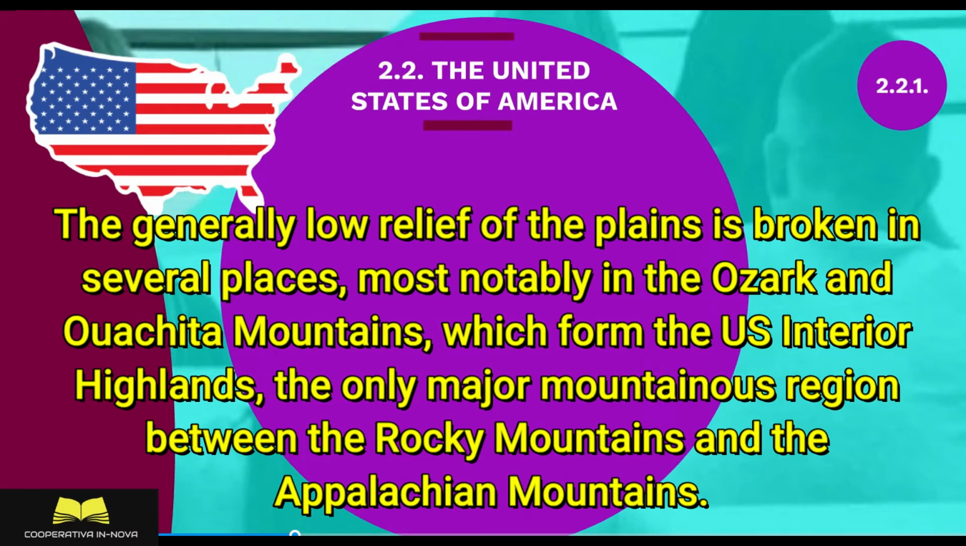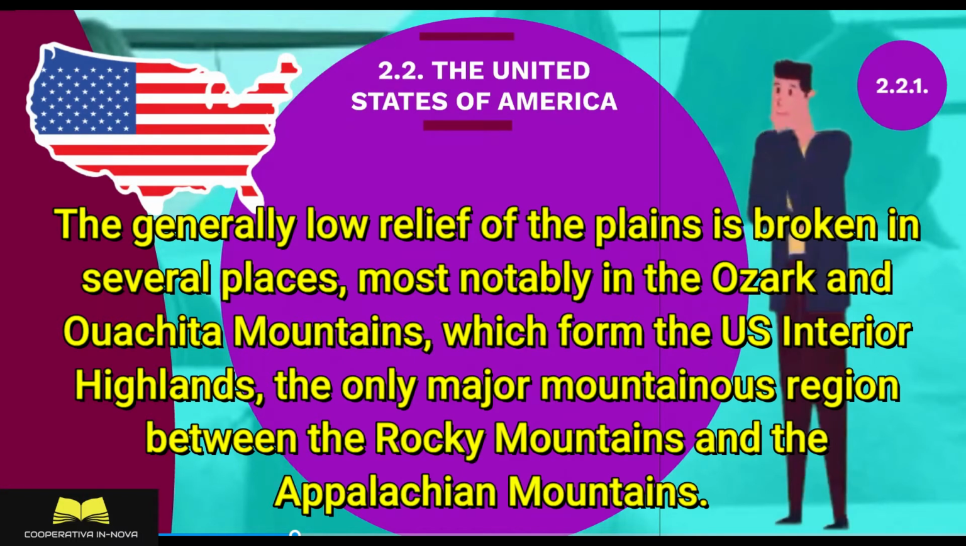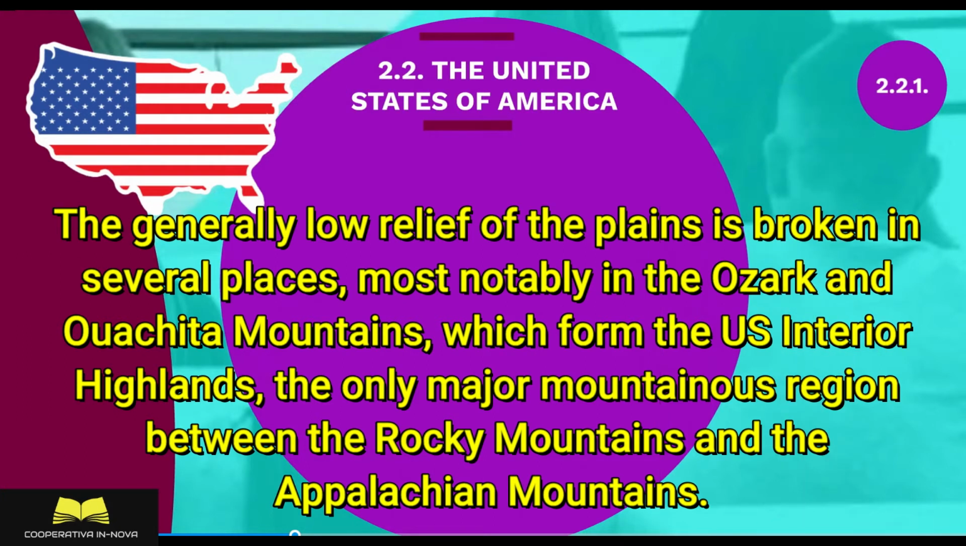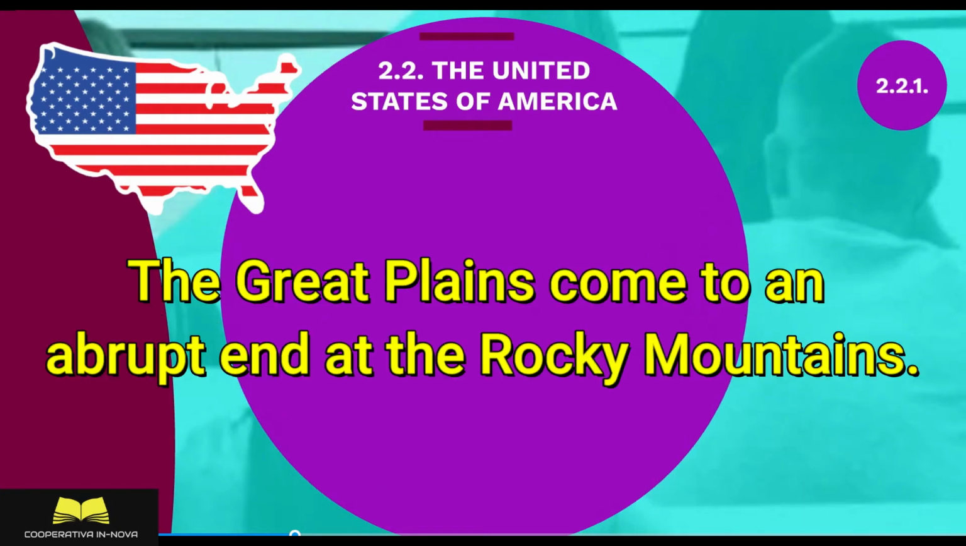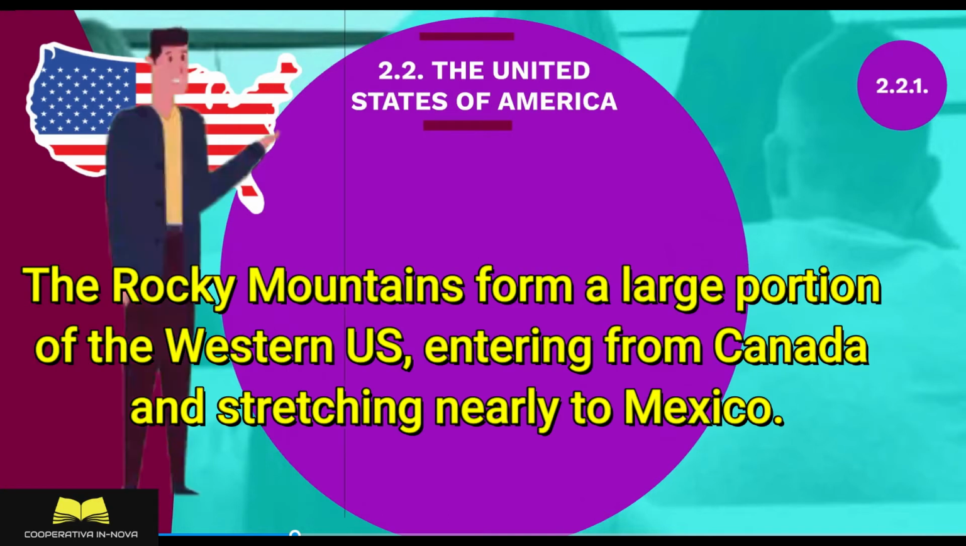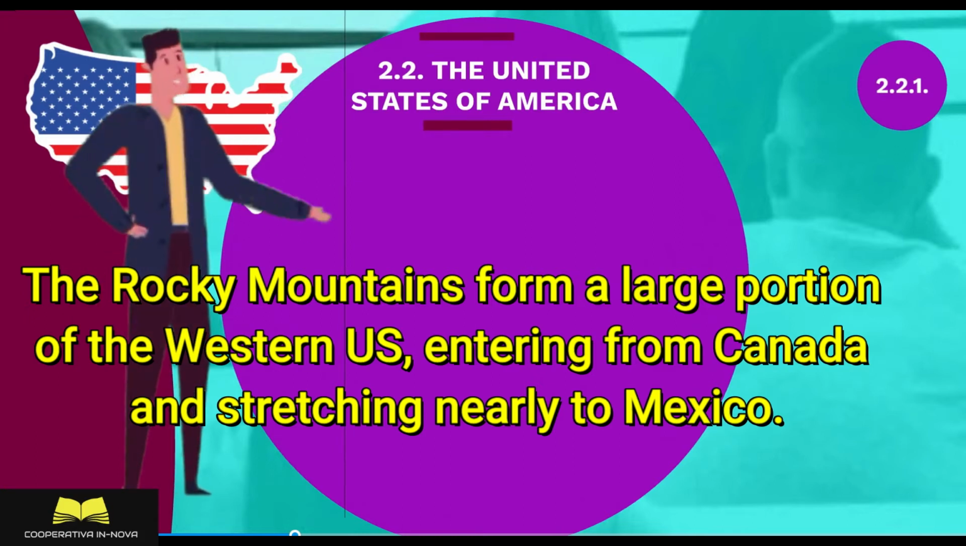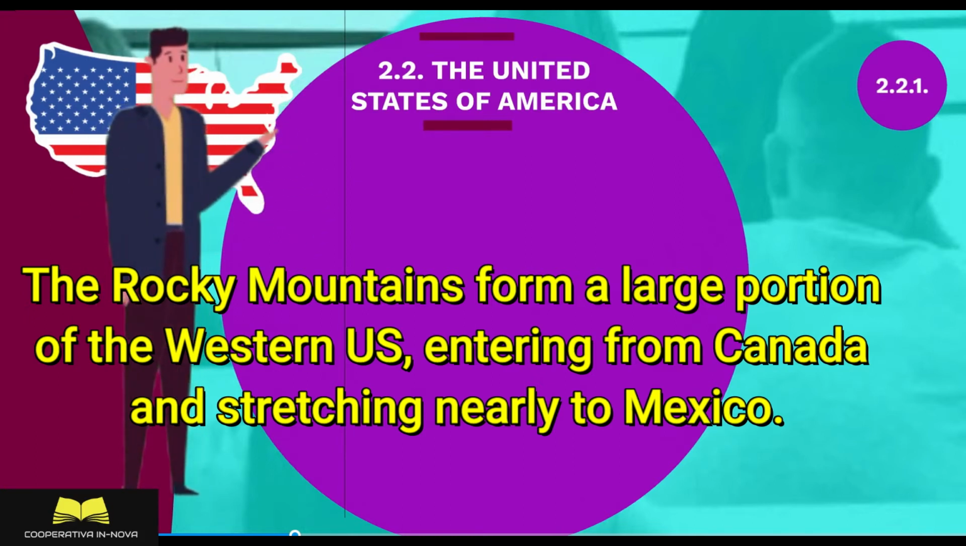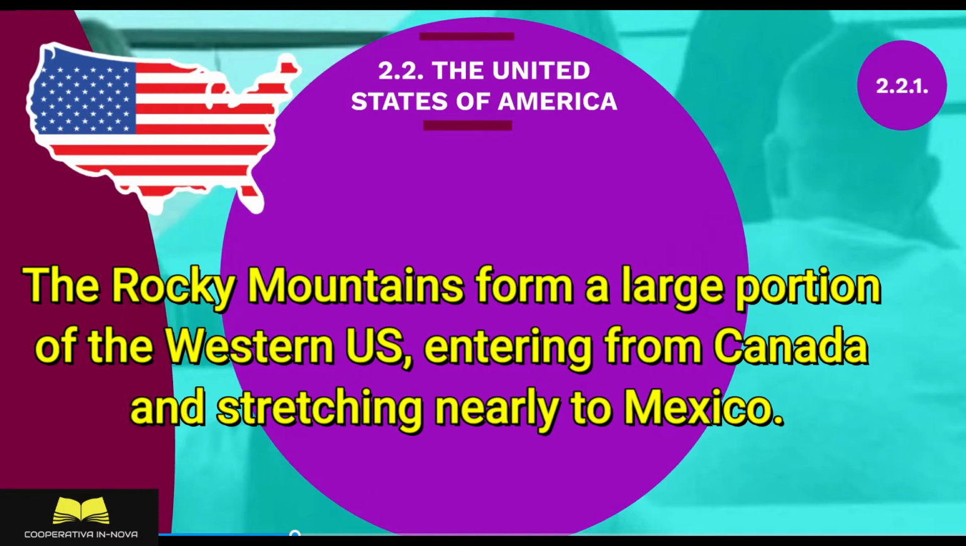Ozark and Ouachita Mountains, which form the U.S. interior highlands, the only major mountainous region between the Rocky Mountains and the Appalachian Mountains. The Great Plains come to an abrupt end at the Rocky Mountains. The Rocky Mountains form a large portion of the western U.S., entering from Canada and stretching nearly to Mexico.